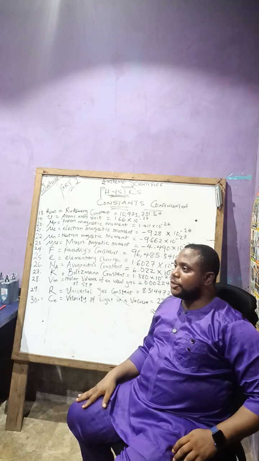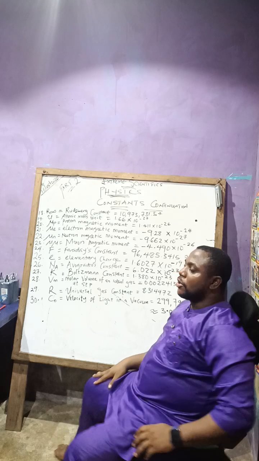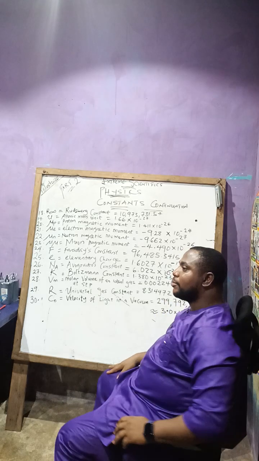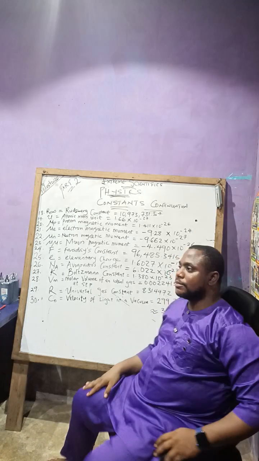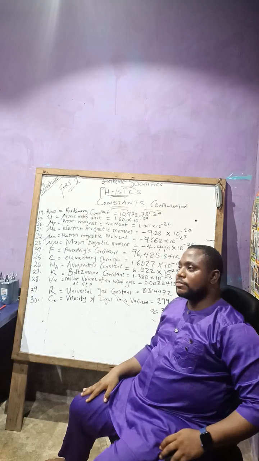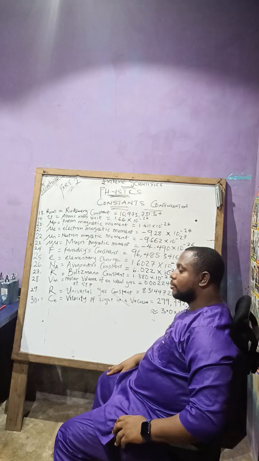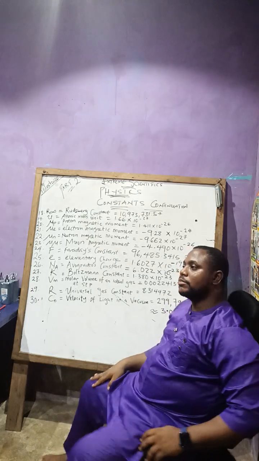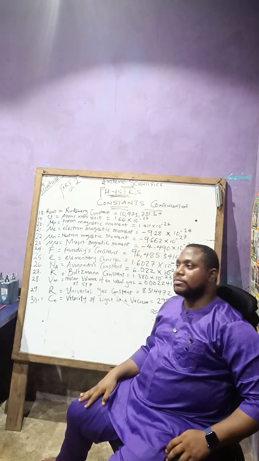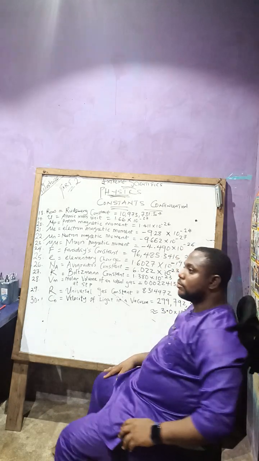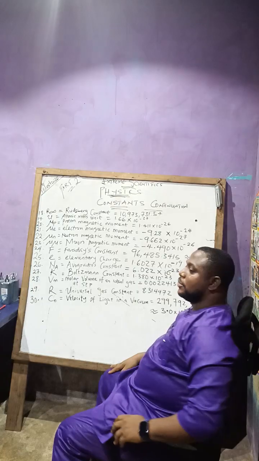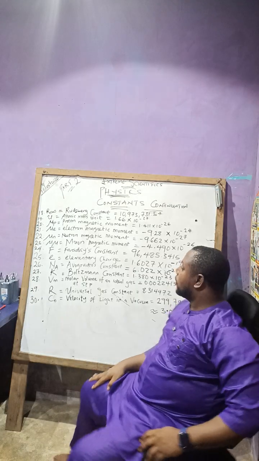Lambda CP, proton quantum wavelength, 1.3214 times 10 raised to the power minus 15. Good. Lambda CN, neutron quantum wavelength, 1.3196 times 10 raised to the power minus 15. Good. That's number 17. Clap for yourself, please.